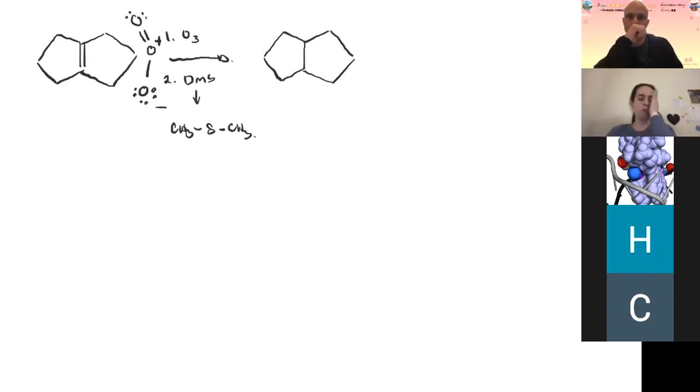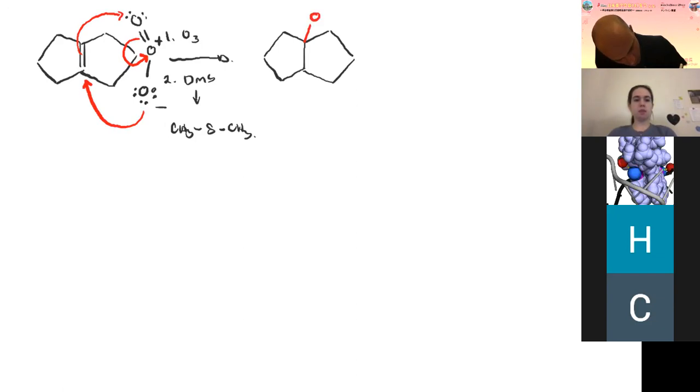There's my ozone. And we can have the pi bond attack, and we can push electrons in, and then we're going to have these electrons come down. And so the carbon skeleton doesn't change, so I'll redraw the intermediate here. So I've got O, O, O.